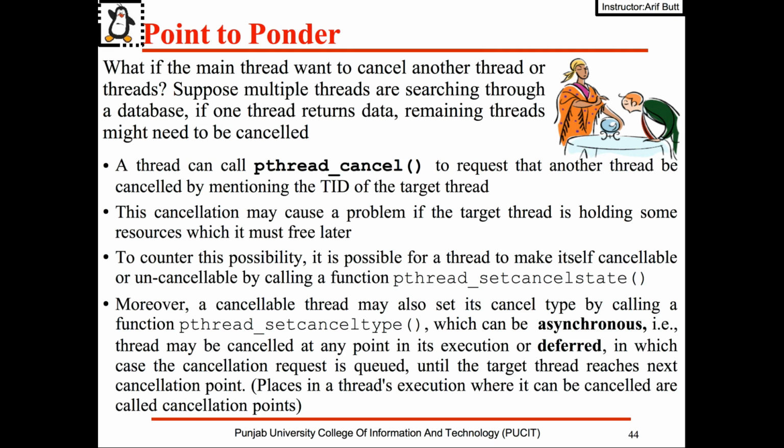And if it makes itself cancelable, then it can have two different cancel types which can be set using the pthread_setcanceltype function. If asynchronous, then that thread may be cancelled at any point of its execution, and if the cancel type is deferred, in that case the cancellation request is queued until the target thread reaches the next cancellation point. Please do write down code that makes the proof of this concept.